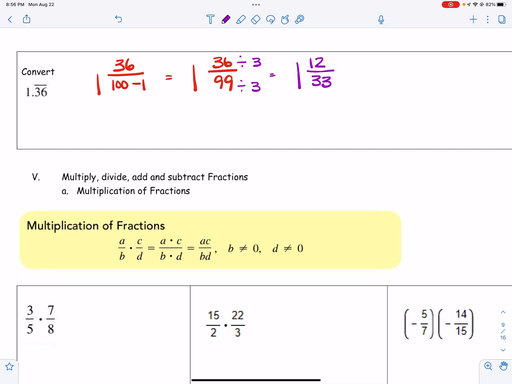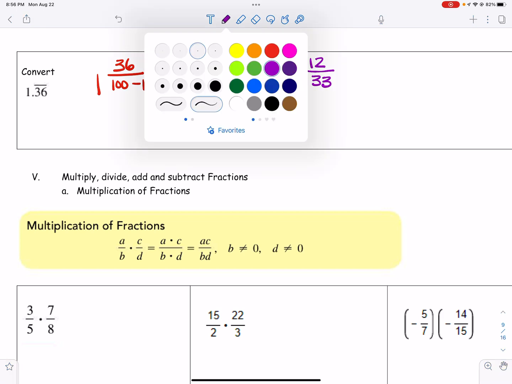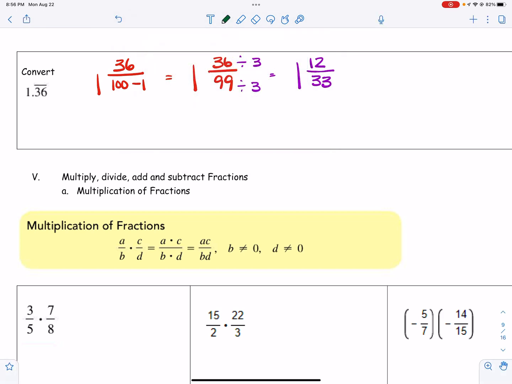All right, this is a continuation of 5.3, and when I left off, I just realized a mistake. I did not simplify this last fraction. Both the top and the bottom are also divisible by 3, so the final answer on this one should be 1 and 4/11. So just make that correction in your notes.